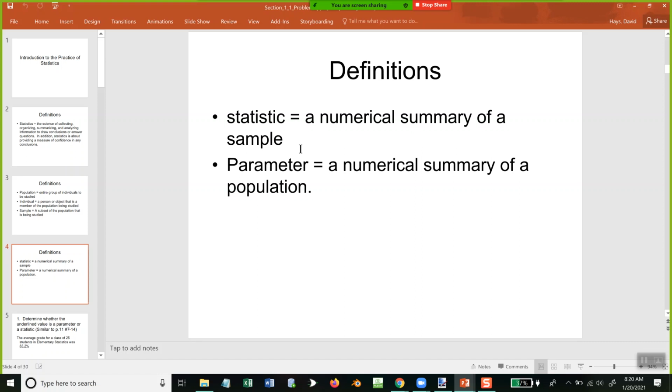Parameter is a numerical summary of a population. If I'm trying to find the average age of everybody in Wellington, it's still called an average, but it's based upon the population. That's a parameter. It's easy to tell a statistic because it refers to a sample, a survey, a poll in some form.